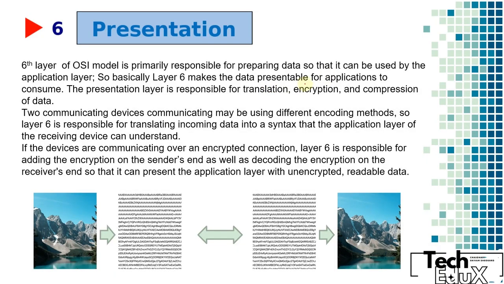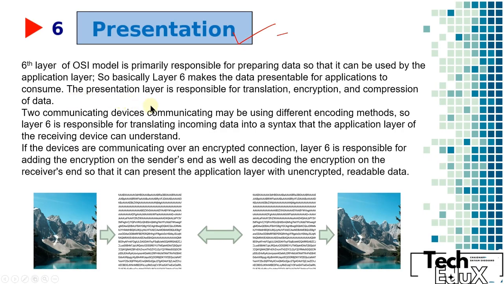The sixth layer of OSI is the presentation layer. So first, read about the paragraph. The sixth layer of the OSI model is primarily responsible for preparing data so that it can be used by the application layer. Okay, so whatever methodology happens on the sixth layer is going to interact. Basically, it is making itself prepared to interact with the application layer. So basically, layer 6 makes the data presentable for the application to consume.